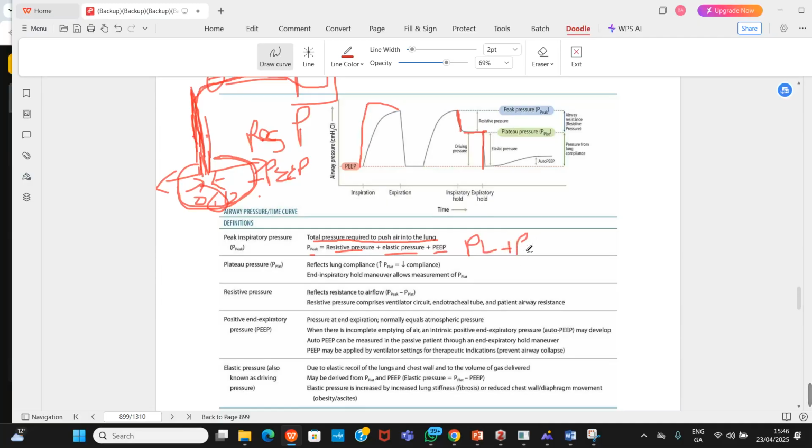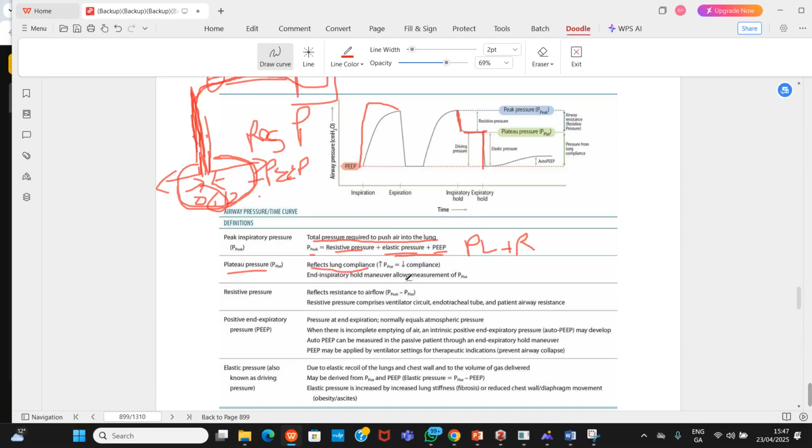Now, let's look at some other things that they have broken down. They now said peak inspiratory pressure is the sum of the plateau pressure plus resistive pressure. Don't get confused, just follow me. So we can say that plateau pressure is the sum of elastic pressure and PEEP. That is plateau pressure. So plateau pressure plus resistive pressure make up the peak inspiratory pressure.